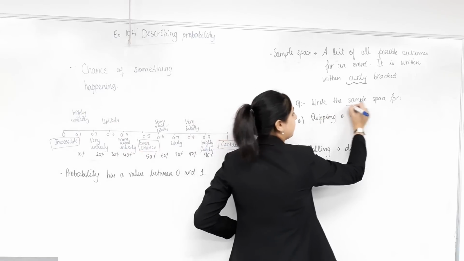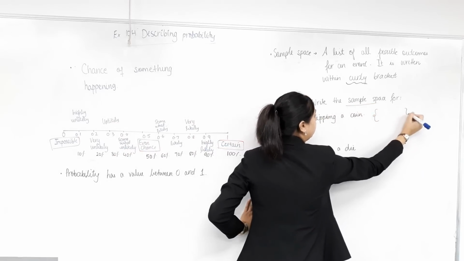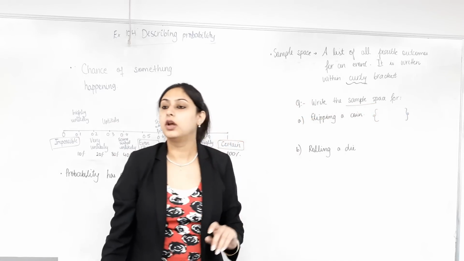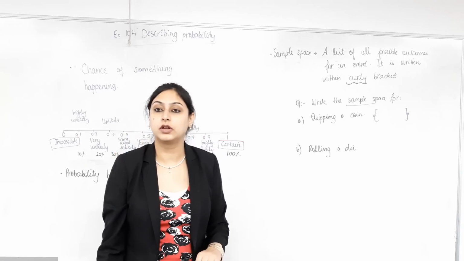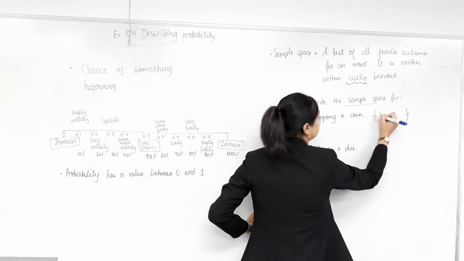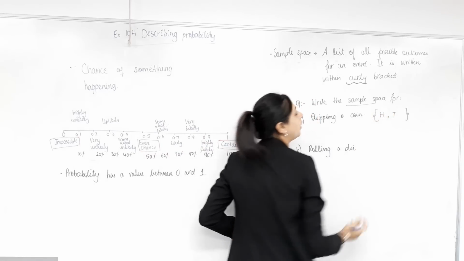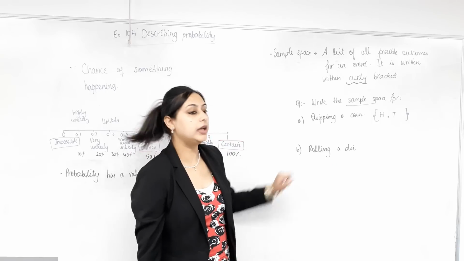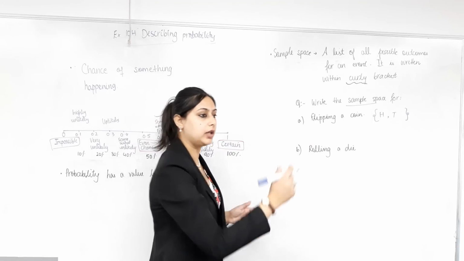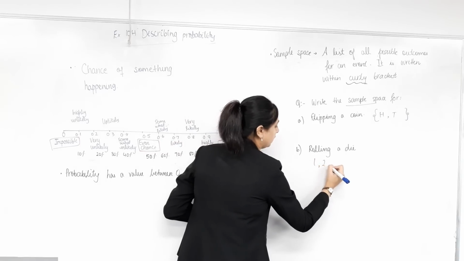First thing, it's the sample space, so the curly brackets. Then, write all possible outcomes. So what are the 2 possible outcomes? Heads and tails. You can just write H and T, or you can write heads and tails. Is that clear? Now, rolling a die, a normal 6-sided die. What are the outcomes? 1, 2, 3, 4, 5, and 6.